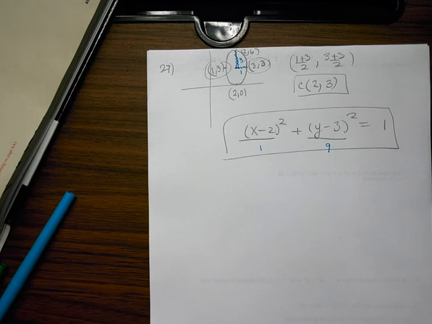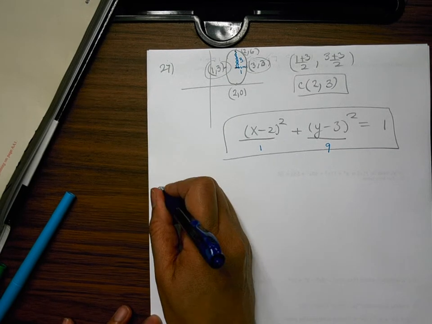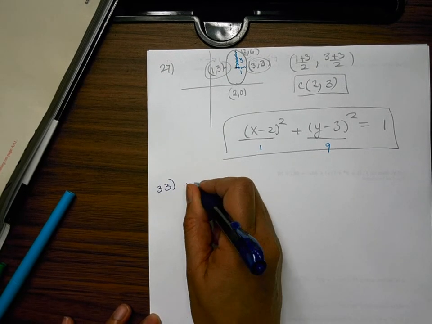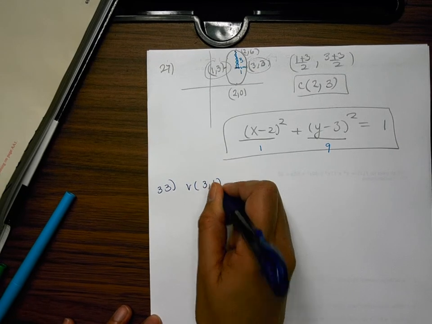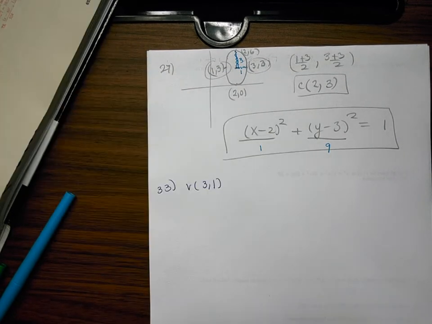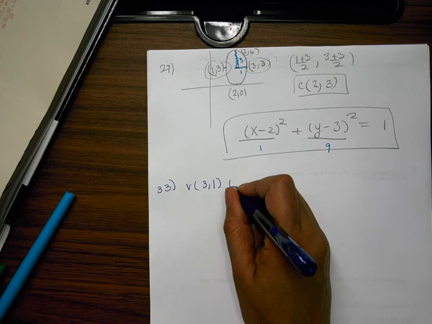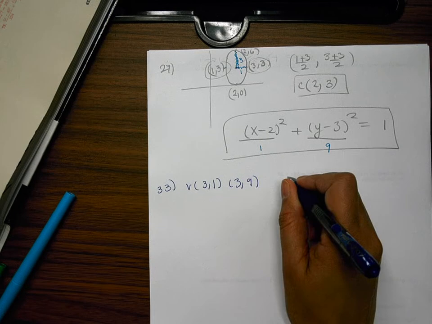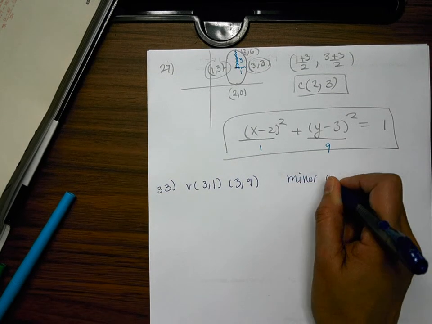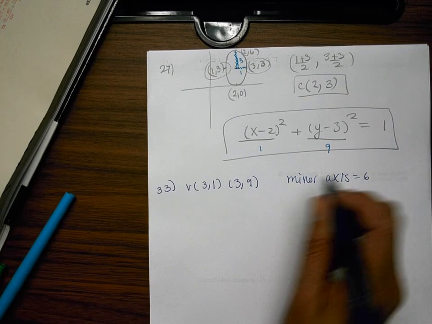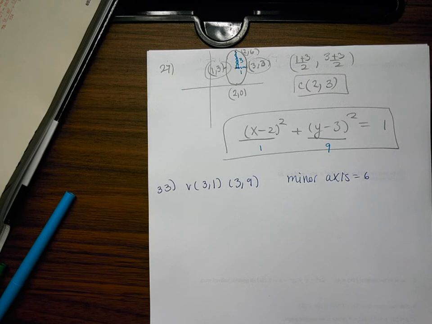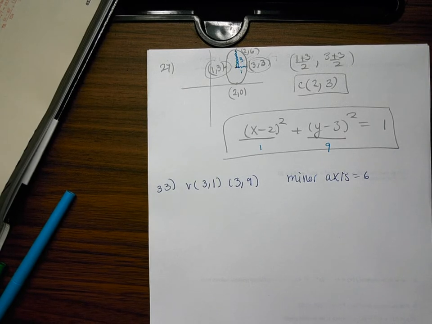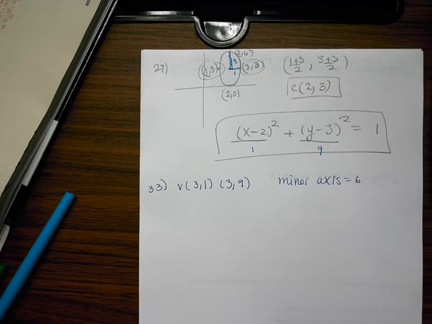Okay, 33. Vertex is 3, 1. Vertices are 3, 1 and 3, 9, and the length of your minor axis is 6.